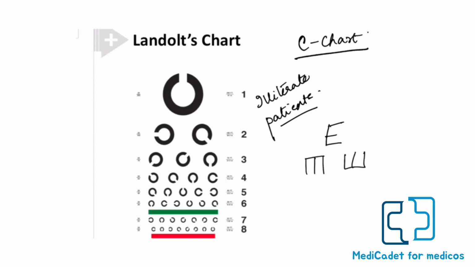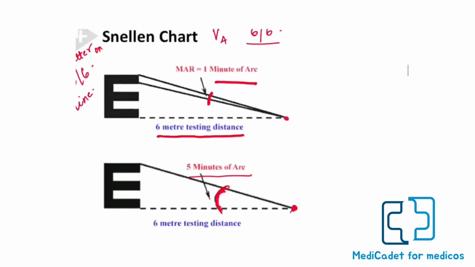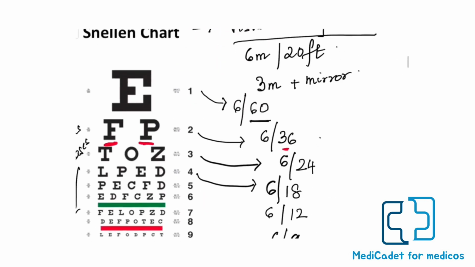All these are very similar to your Snellen's chart, which, as I told you, you will commonly see being used in OPDs in most medical colleges. Now, though this Snellen's chart is commonly used, it has some problems. What are the problems? One of the main problems is the way in which the visual acuity is expressed. We are expressing it in terms of fractions, right?